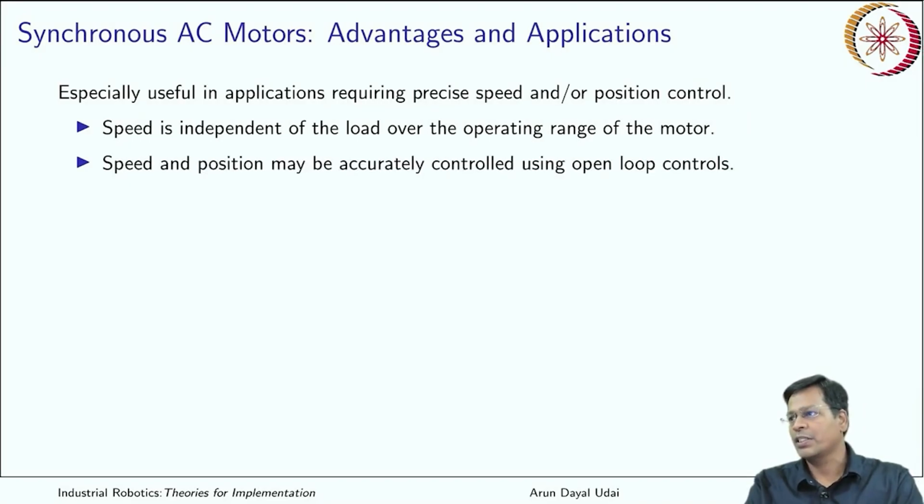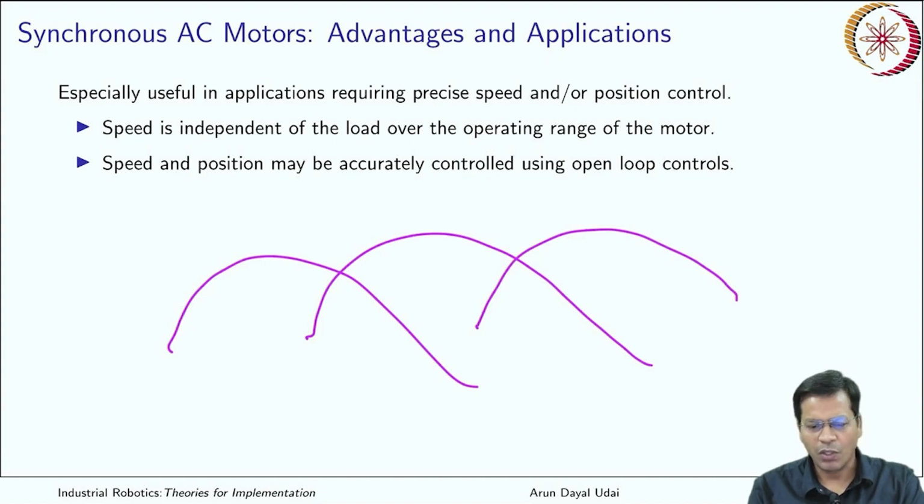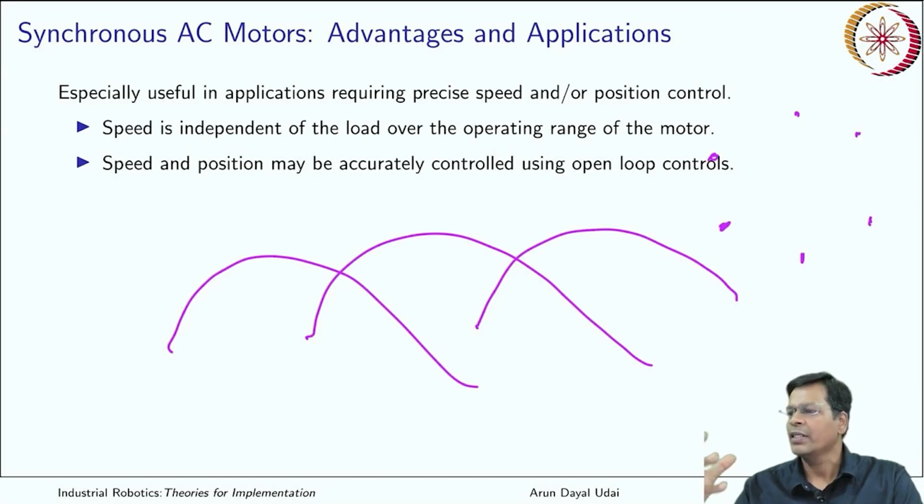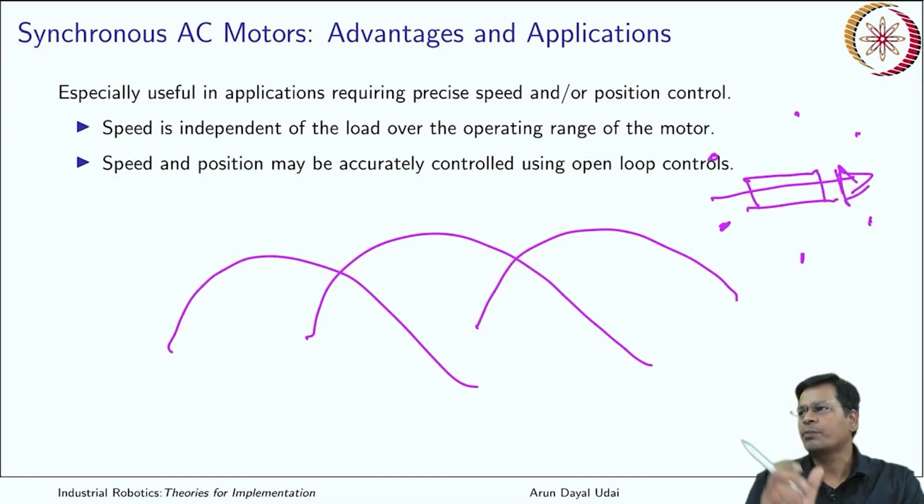Now speed and position may be accurately controlled using open loop control. If you stop it somewhere in between, let us say you had a 3-phase that had some kind of voltage and I stopped somewhere in between, each one of them is halted. All the poles which were oppositely placed have a particular value and it remains there. So your field stops rotating, but that is a field. Your magnet, that is the rotor, will get stuck there. So that is the holding torque that it will get.